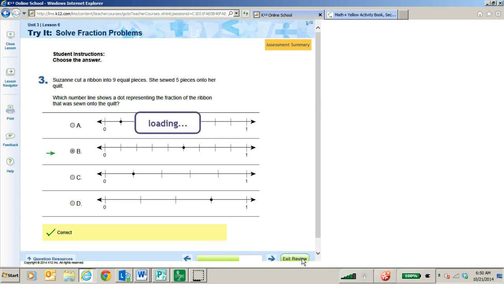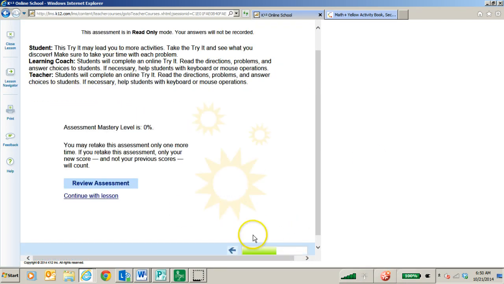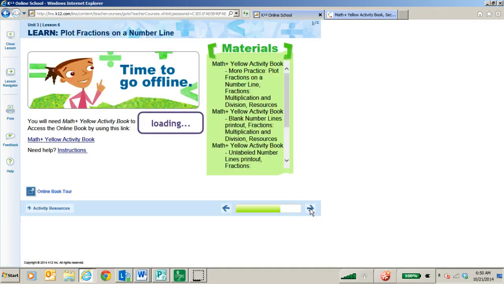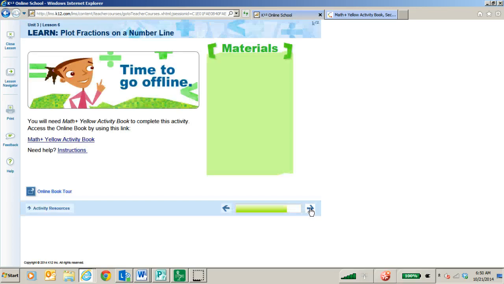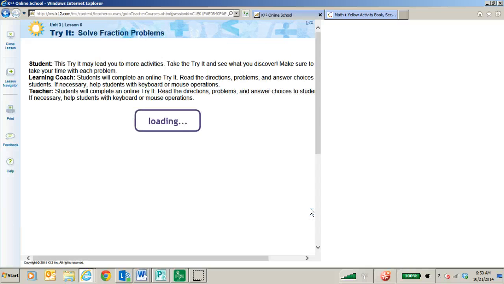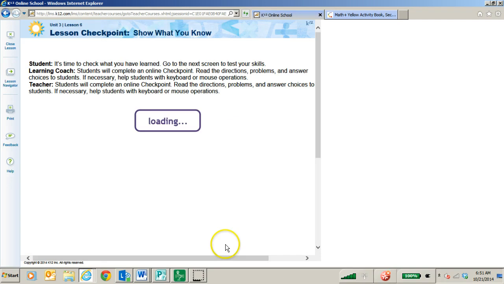So after you go through that checkpoint, you will continue to practice in the OLS. And then at the end, there is an additional checkpoint that deals more with number lines. You will also have directions within the lesson guide that will help you with additional tips and tricks on helping your child be successful with this lesson.